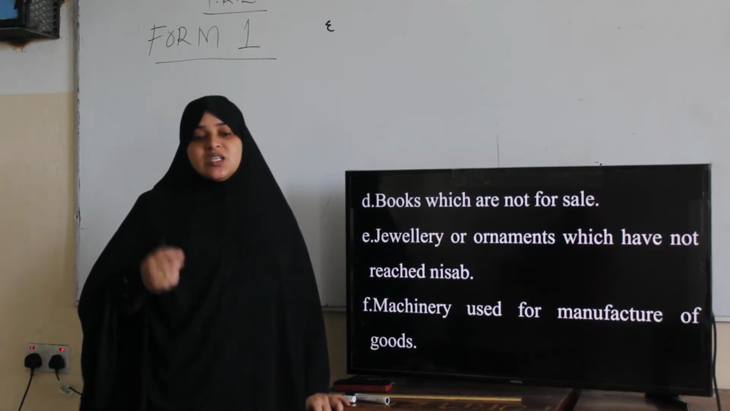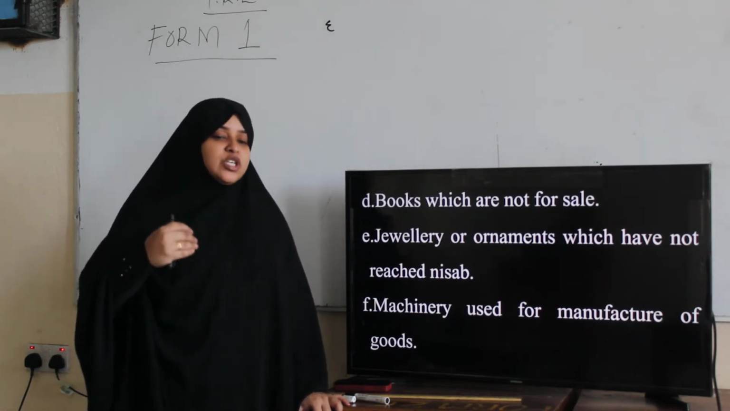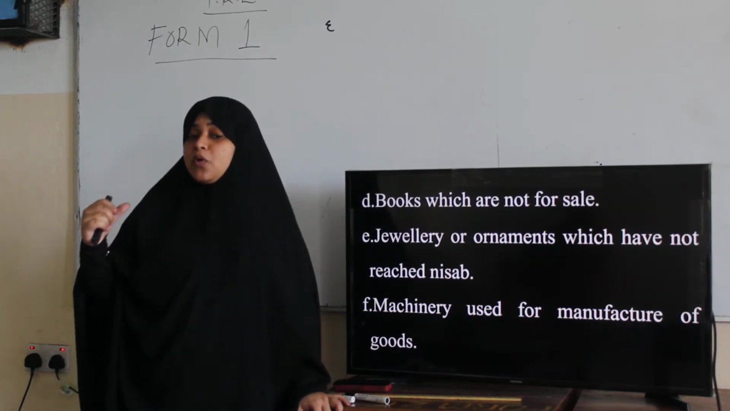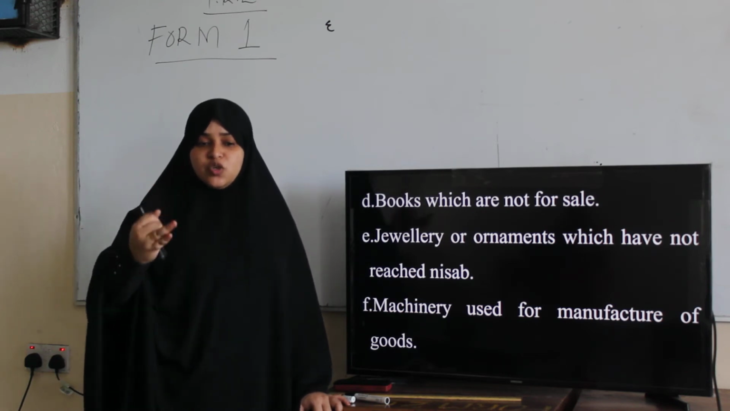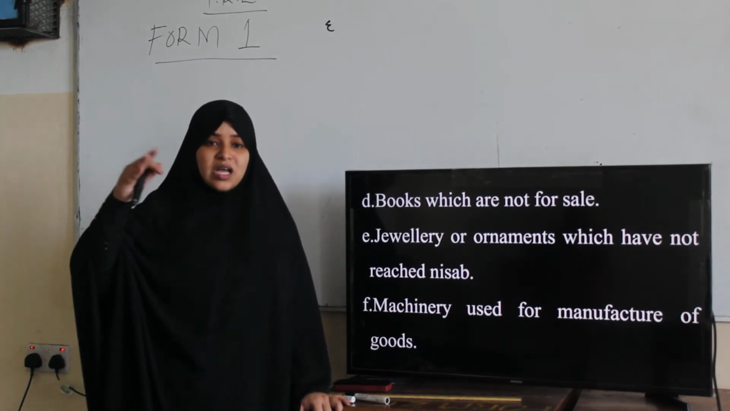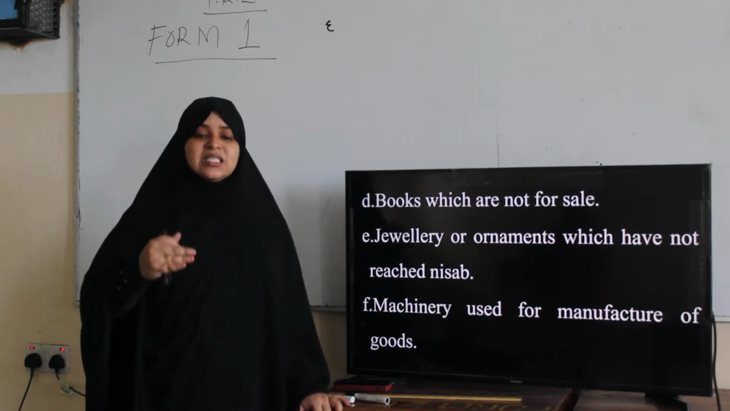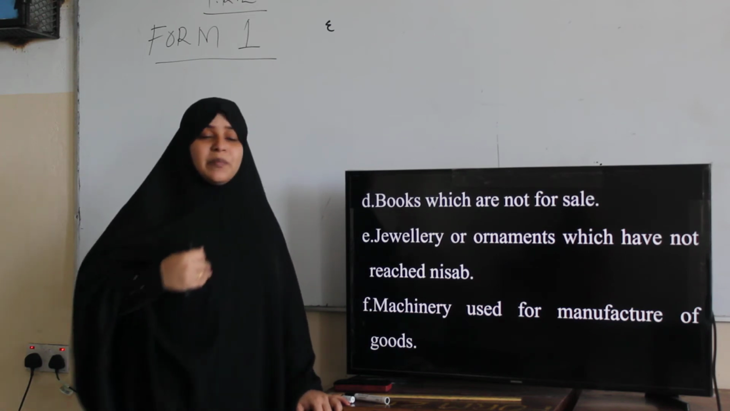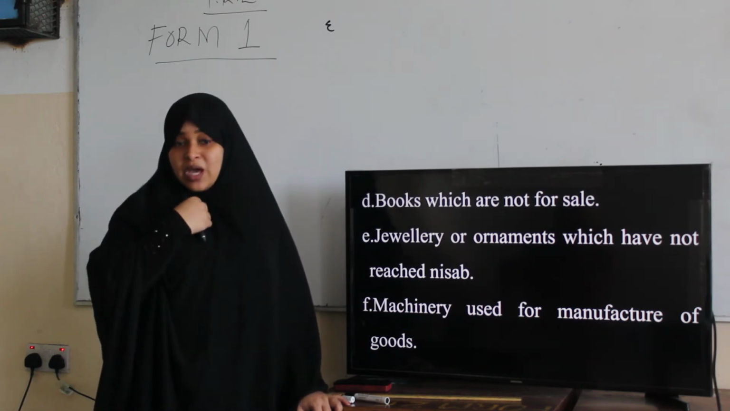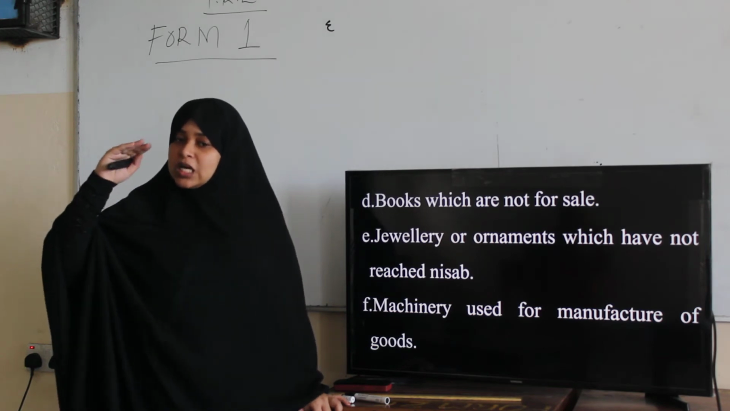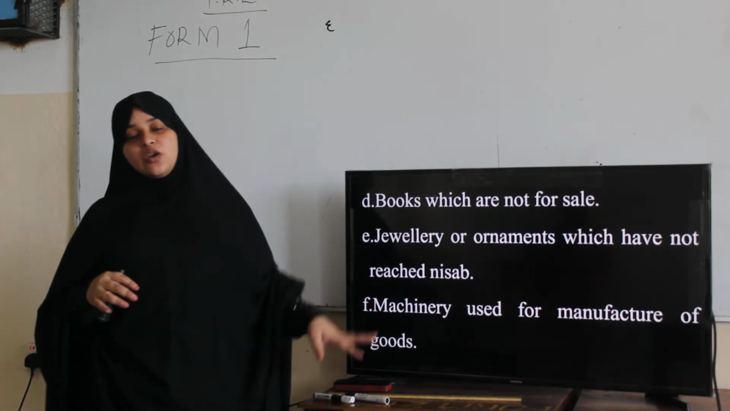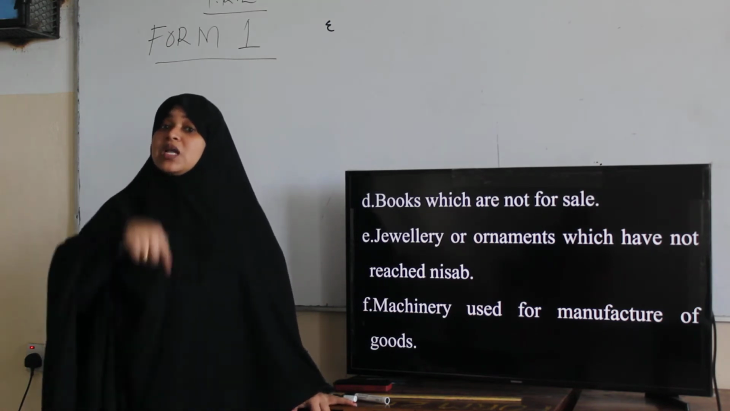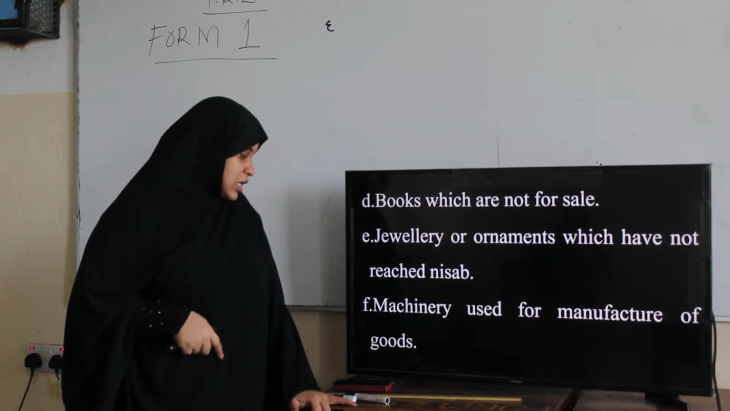Then jewelries or ornaments which have not reached nisab. Because among the items which are payable as zakat, we talked about gold and silver, and also other minerals, produce or products. One can pay zakat, but now these are jewelries or ornaments which you wear and they have not reached nisab, then you cannot give them out as zakat. If it reaches nisab, then you will give it out as zakat.